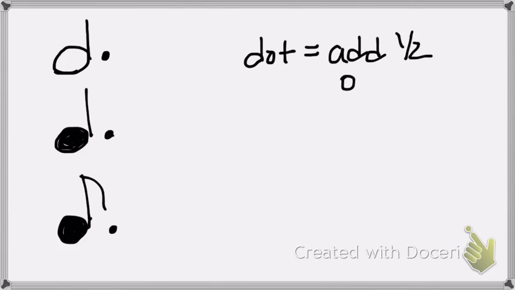So when we have these notes and we add a dot to them, what we're going to do is we're going to be adding, so a dot equals add 1/2 of the note's value.